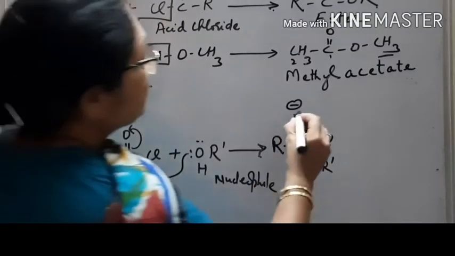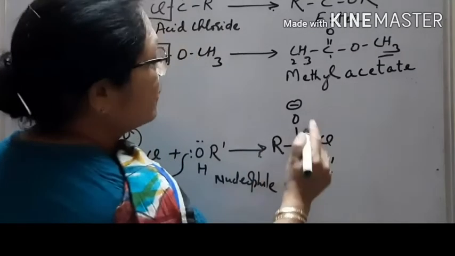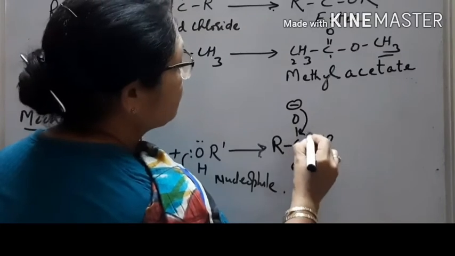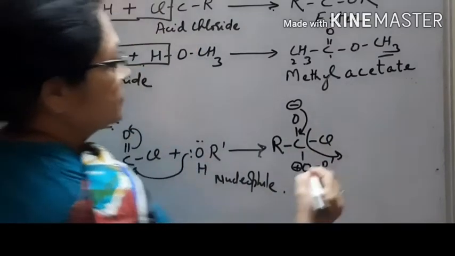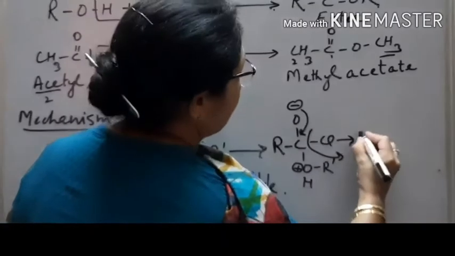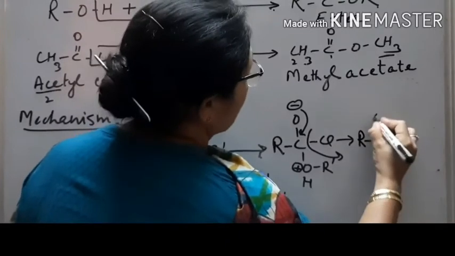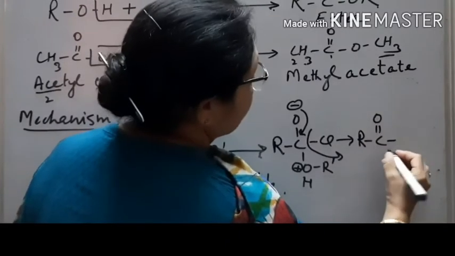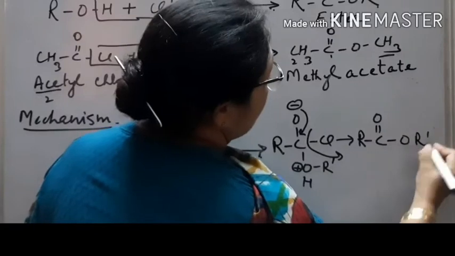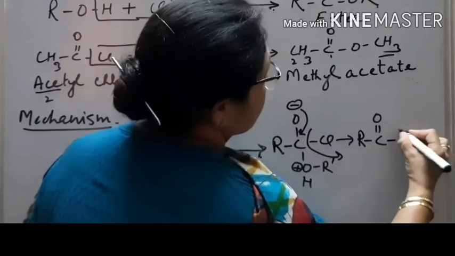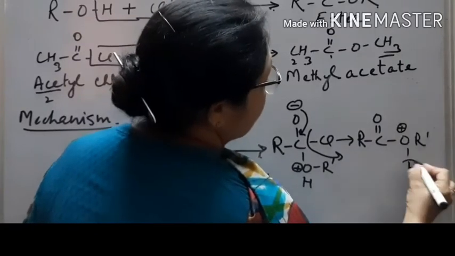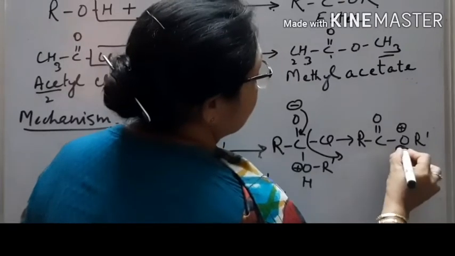In the next step, 2 electronegative atoms at the same carbon atom are unstable, so electrons come back and Cl is removed, and you get R, C, oxygen, and then oxygen, R dash and H. There is positive charge, H is removed as H positive and electron shifted here.